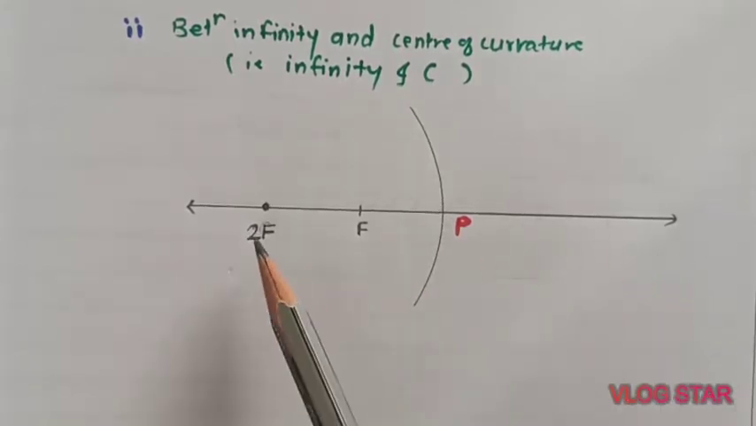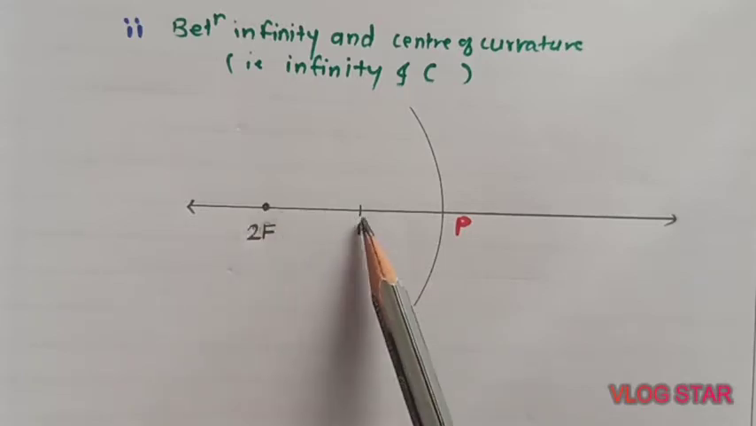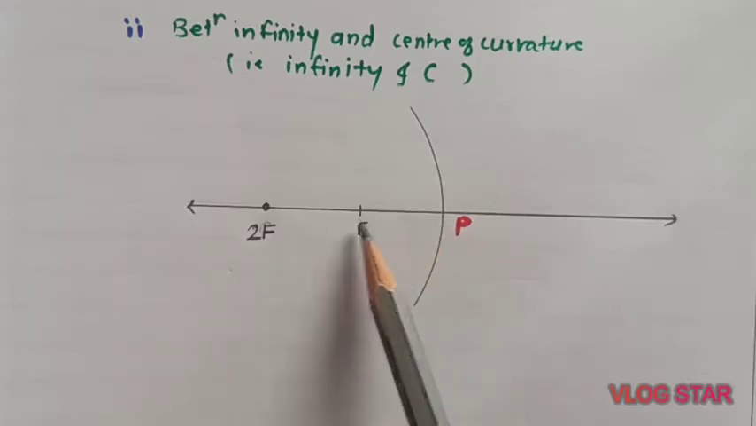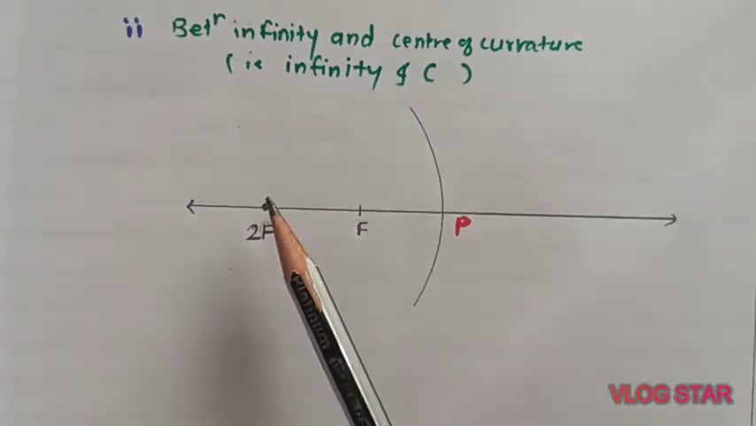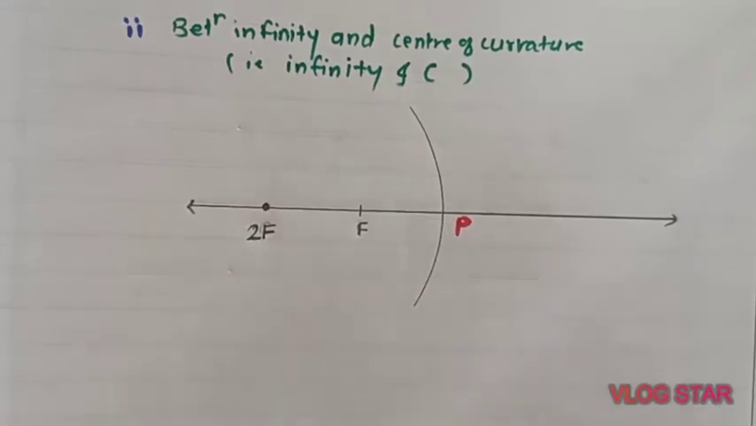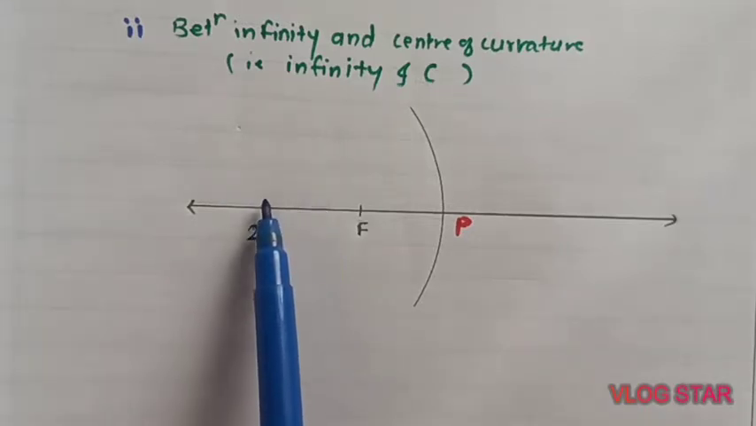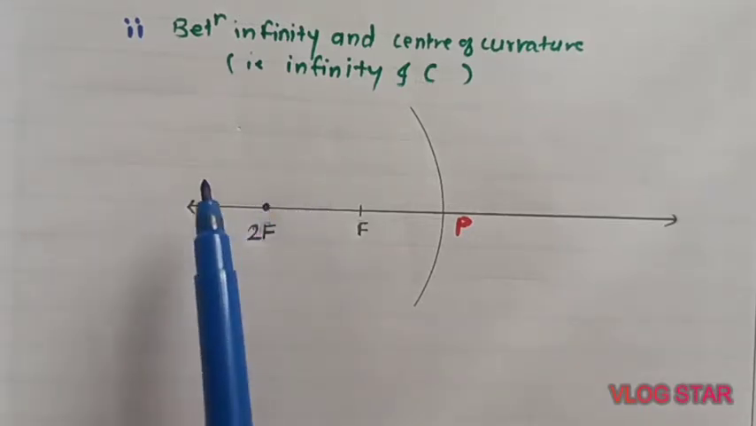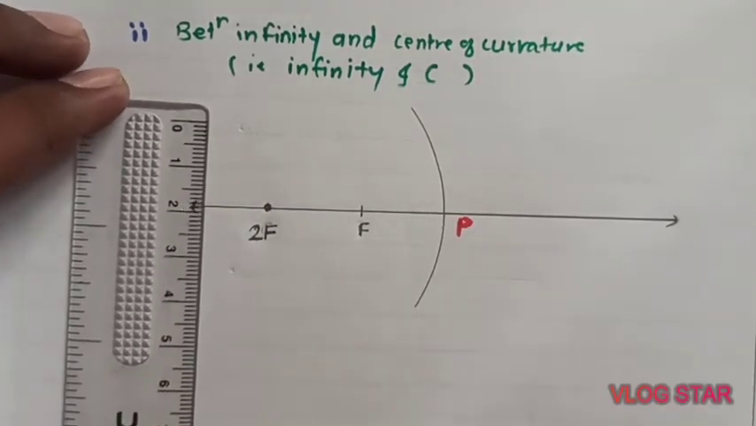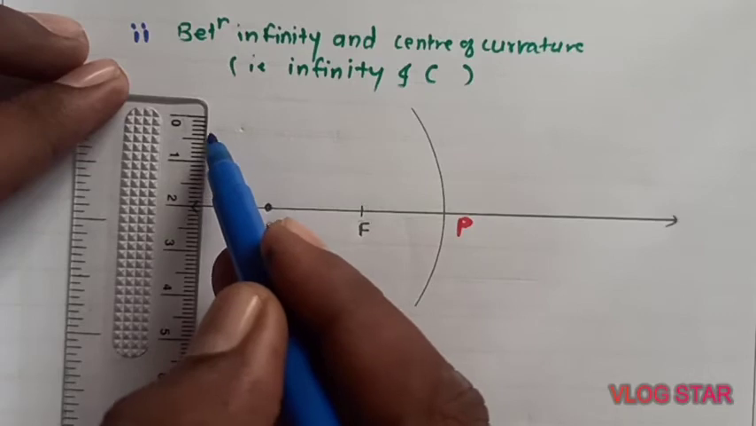So normally, as usual, I have taken radius 4 cm. This length is 2 because this is the focus, and instead of writing center C, I have written 2f. The reason is it is double of the focal length. So sometimes we can say center of curvature as C, or sometimes you can represent it by 2f. Now what is the second position? Between infinity and 2f means it is behind the center of curvature. So somewhere here.